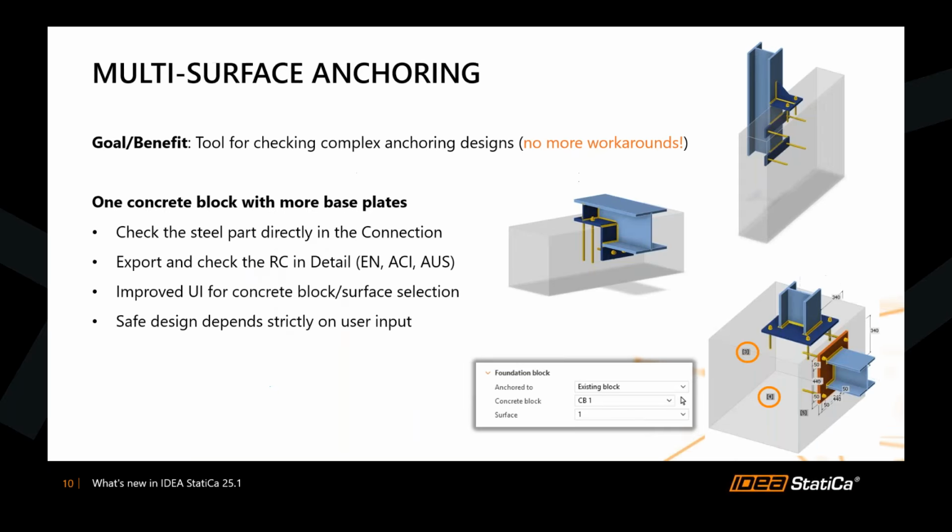Then we have added the feature of multi-surface anchoring, because in our help desk, and also when talking to users of IDEA StatiCa, they want to have this multi-surface anchoring. Now no more workaround is needed to model this anchor. In the Connection application, you will be able to check the steel part directly. For the concrete part, because this is multi-surface, you can export the RC part into our Detail application, and there you can add the rebar to do the check for the concrete part.